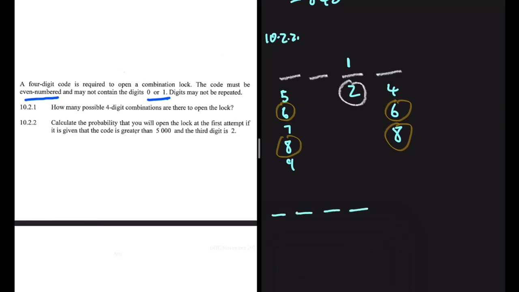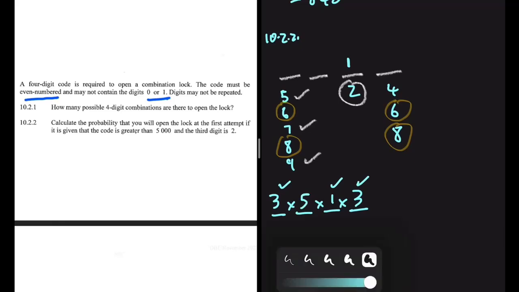So let's have spots 1, 2, 3, 4. If 5, 7, and 9 occupy the first spot, then we are choosing one of the three. And then on the last spot, we are still going to have 3 digits. On the third spot, we have 1 digit that can occupy there, which is 2. And then on the second spot, of the 8 digits, we have used 3, so we are left with 5. This is when 5, 7, and 9 can possibly occupy the first spot.